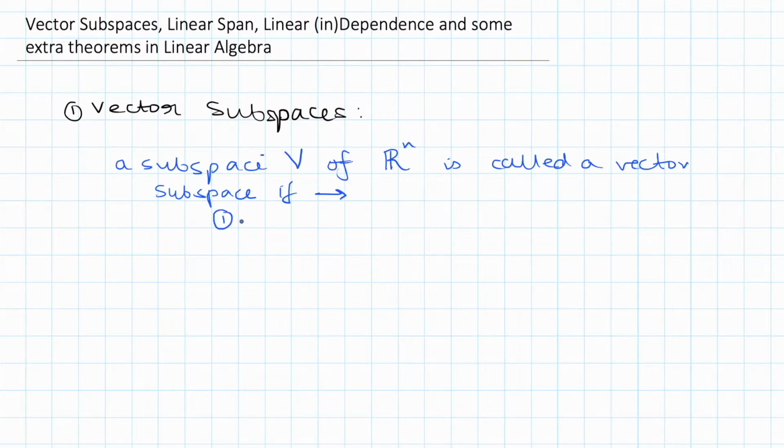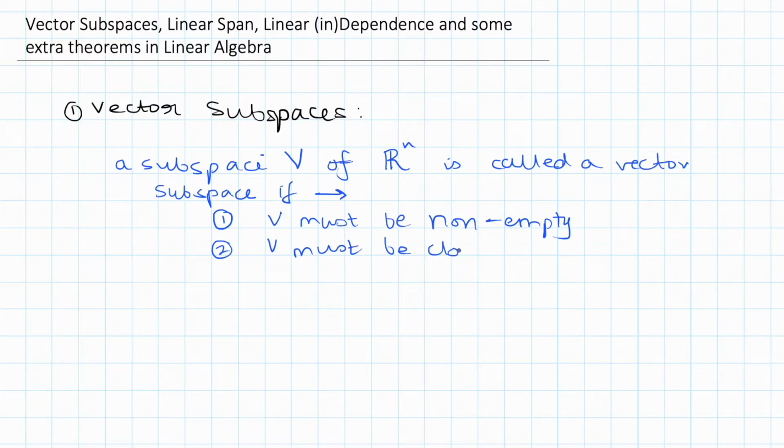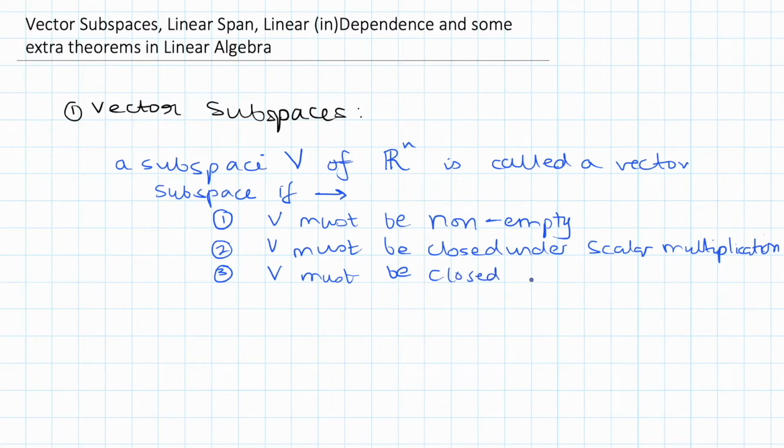So what are these criteria? V must be non-empty. That means there must be at least one element inside V. What's the second criteria? V must be closed under scalar multiplication. What does this mean? We'll take an example and then it will be clear. And the third and the last criteria is that V must be closed under vector addition.